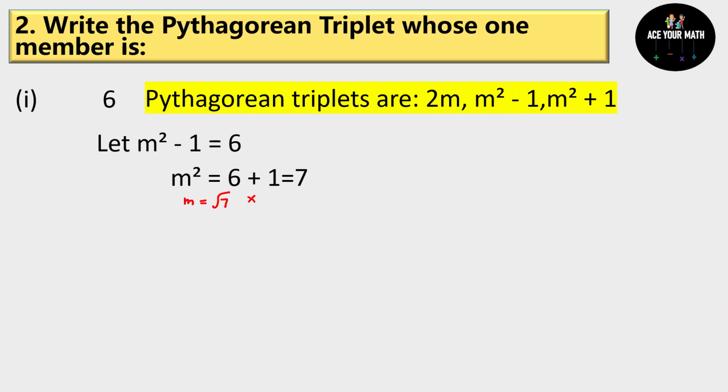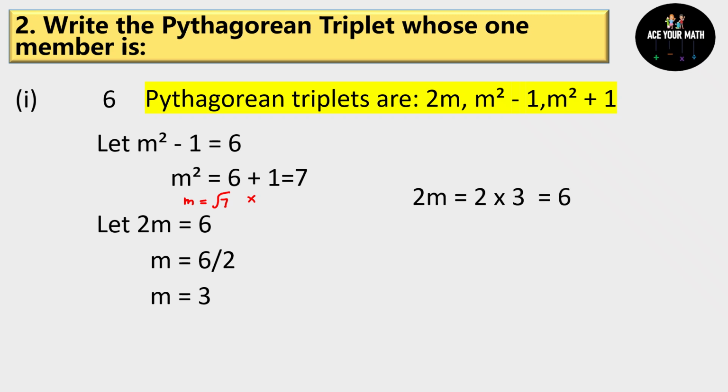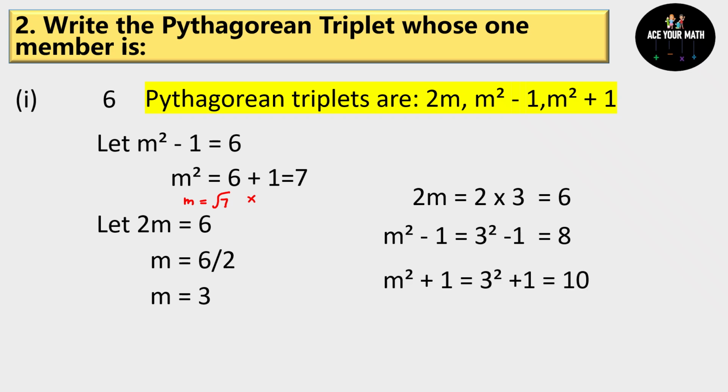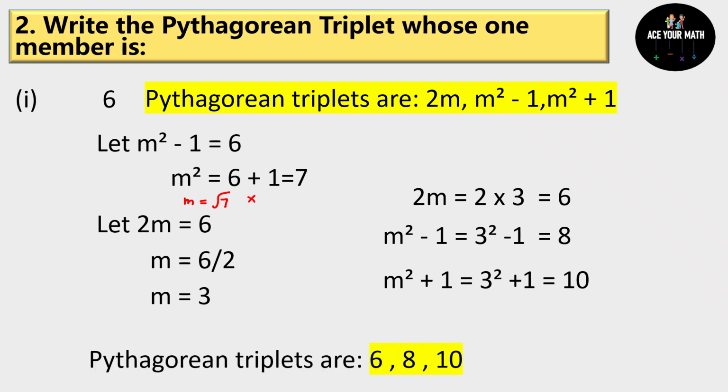So let's say 2m equal to 6. Now you want to find the value of m. When 2m is 6, m will be 6 divided by 2, and the value of m will be 3. Now once you get the value of m, you can easily put it in the formula. The first member is 2m, which is 2 multiplied by 3, which gives 6. The next one is m square minus 1. Put the value of m as 3. It gives 3 square minus 1, which is 8. And the last one is m square plus 1: 3 square plus 1. 3 square is 9, and 9 plus 1 gives 10. So the three Pythagorean triplets are 6, 8, and 10.